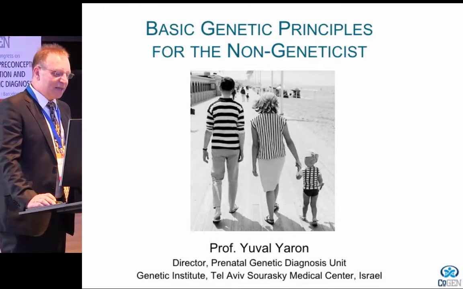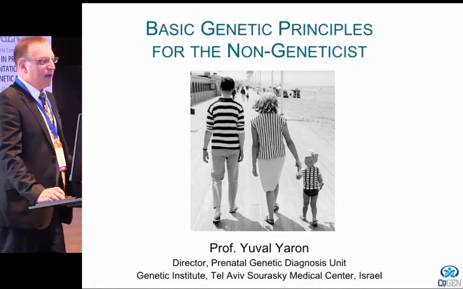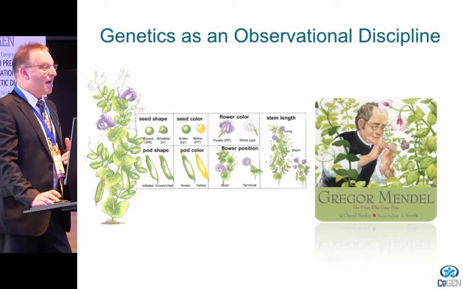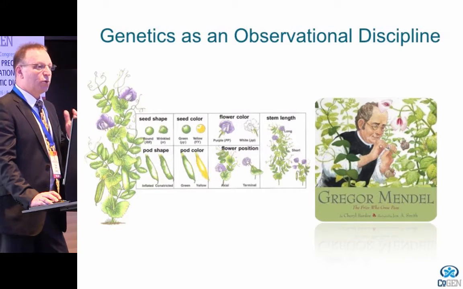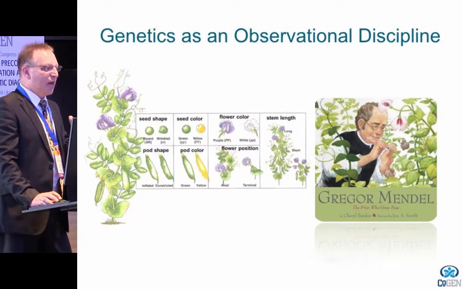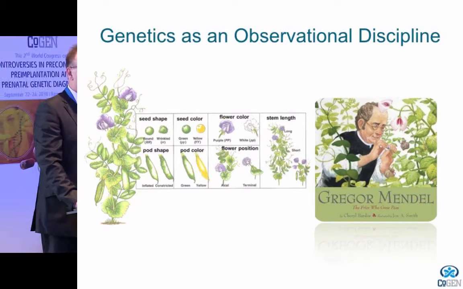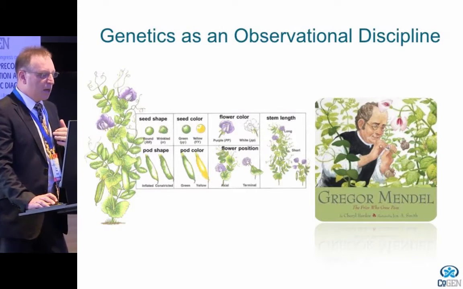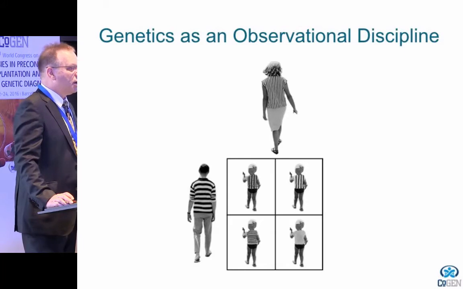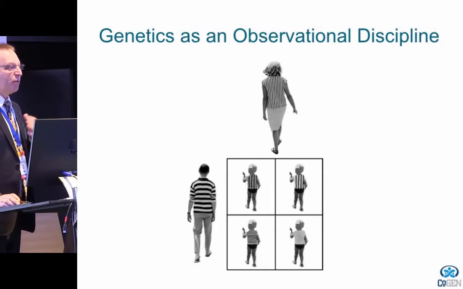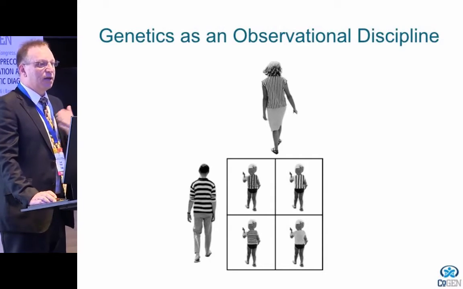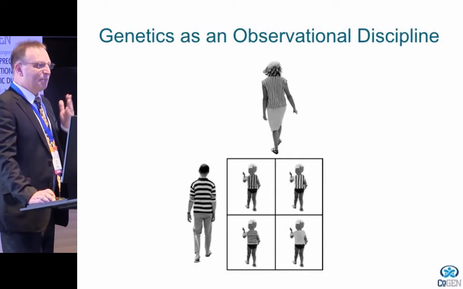The title of the talk is Basic Genetic Principles for the Non-Geneticist. Just imagine genetics having started as an observational science. Gregor Mendel looked at different peas, different colors and shapes, and then drew some conclusions regarding inheritance patterns. Similarly, human genetics began as an observation, looking at different traits and how they were inherited. In this particular picture, you can see how bad taste in clothes is inherited as a pattern.